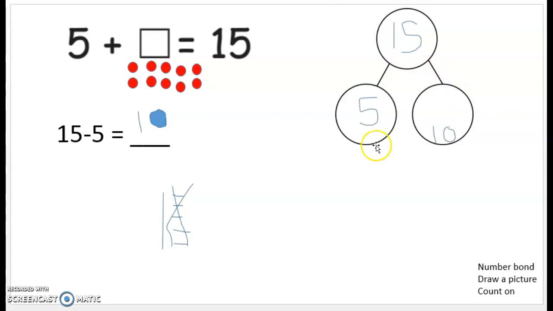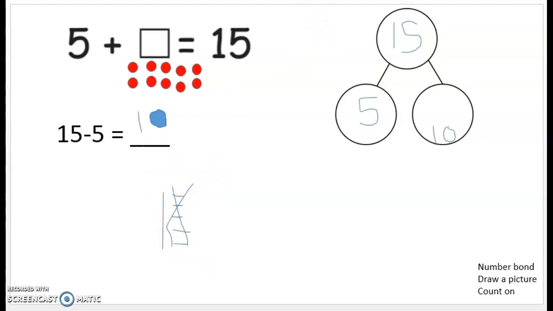Okay, so we could say 15 minus 5 is 10, 15 minus 10 is 5, 5 plus 10 is 15, 10 plus 5 is 15. So when we have our addition sentence, we can think about them as addition sentences. We could think about them as subtraction sentences. We can count on and then use the dots to help us remember how many places we counted. We can use our quick tens.